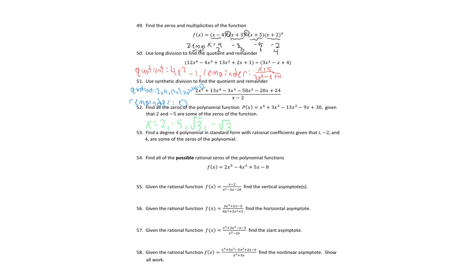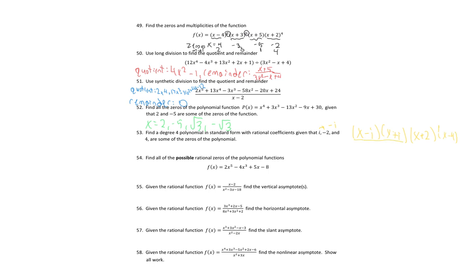Next one, I need to find a degree 4 polynomial in linear form with rational coefficients, given that i, minus 2, and 4 are some of the zeros of the polynomial. So first off, whenever we know that i is a 0, minus i will also be a 0. So writing these out as factors, we can go ahead and multiply these out. So it's going to be x minus i, x plus i. This would be x plus 2, because if I plug minus 2 into this, minus 2 and plus 2 cancel out, and then x minus 4.